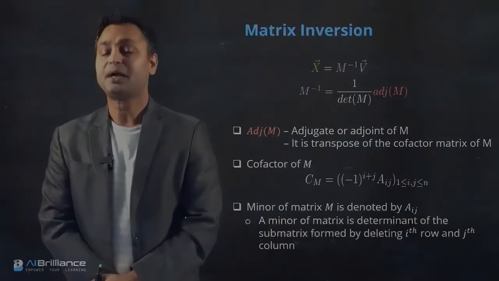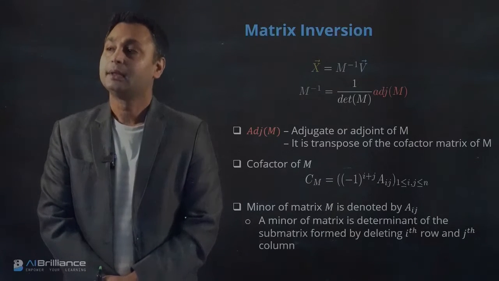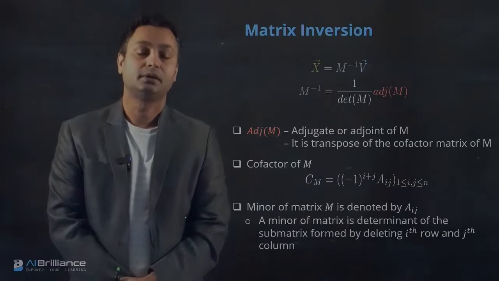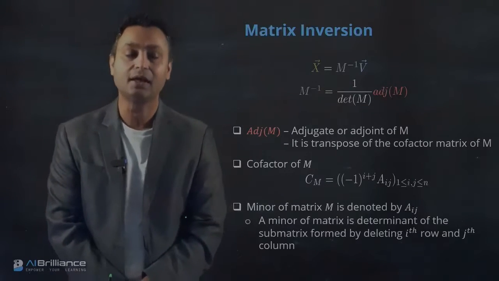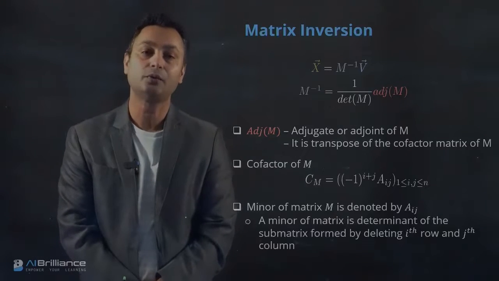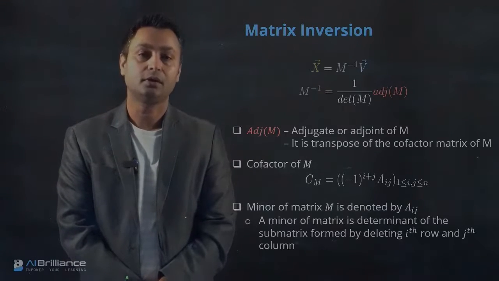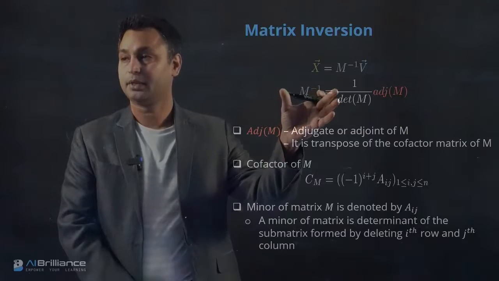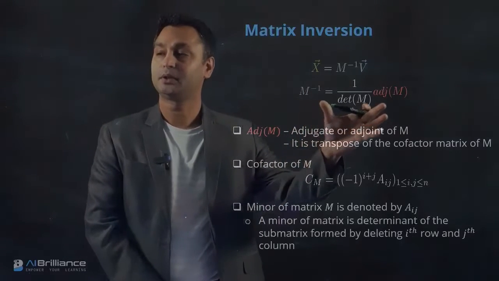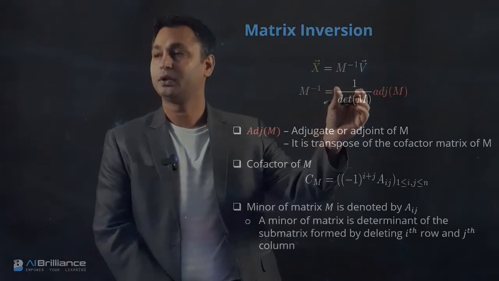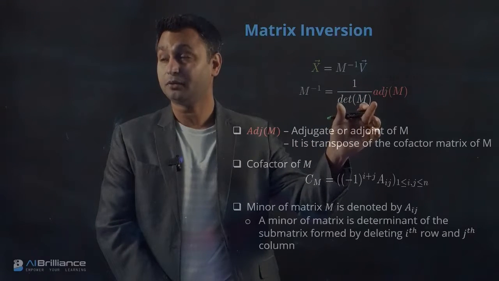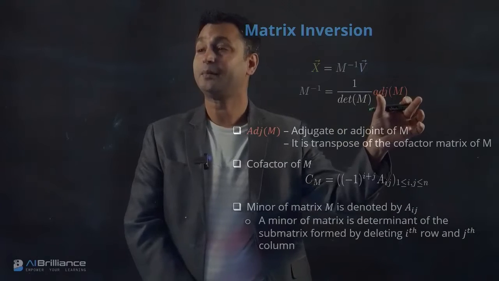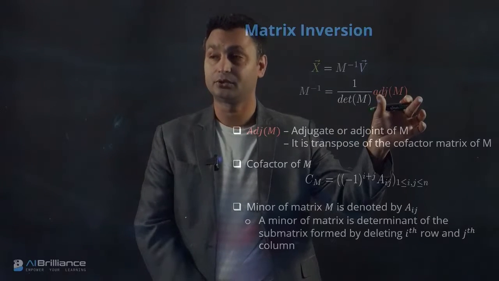So we discussed what matrix inversion means geometrically. Now let's come down to the numerical implementation aspect of it, and how we find the inversion of a matrix. The matrix inversion numerically is given by this equation, where M inverse is equal to 1 divided by the determinant of the original matrix M, multiplied by the adjugate or adjoint of M.